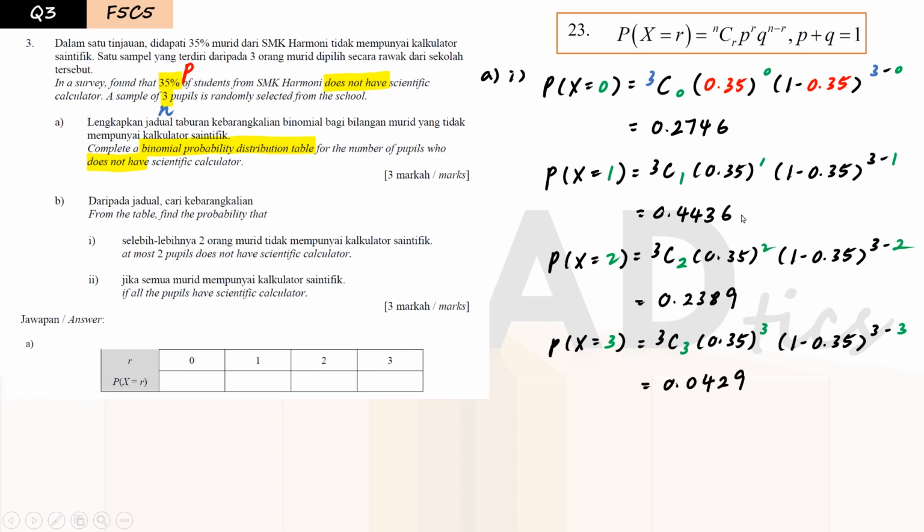Alright, so once you have the probabilities already, then you can fill up this table. Alright, so let's go to part B1. From the table, we need to find the probability where at most 2 pupils do not have a scientific calculator. Alright, so let's list out all the possibilities that satisfy this criteria. At most 2 pupils do not have.